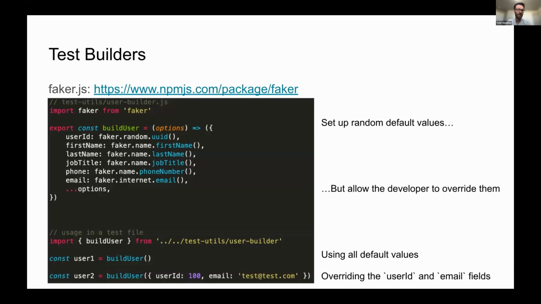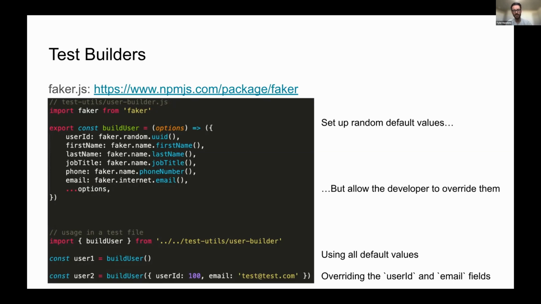This is just an example, but in the JavaScript world, there's a cool NPM package called faker.js that helps you with these test builders. You don't have to use a third-party package. You could do this yourself, but this is just a useful package. In our example, we've created this build user function. In it, you can provide these options, and you can see that down at the end, we spread those options. So we allow the user to override them, but we do set up these random default values.